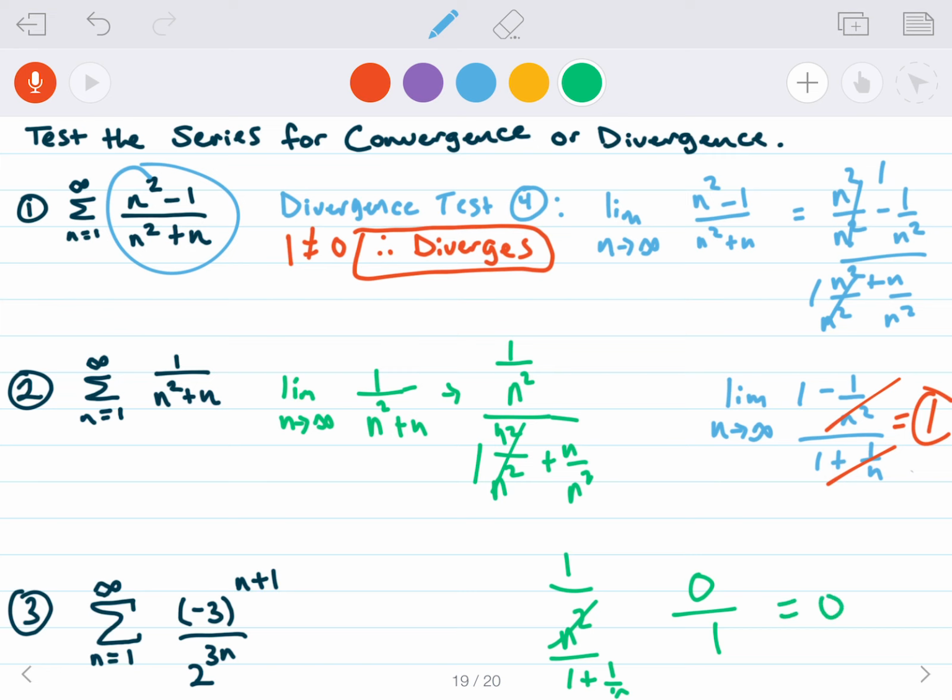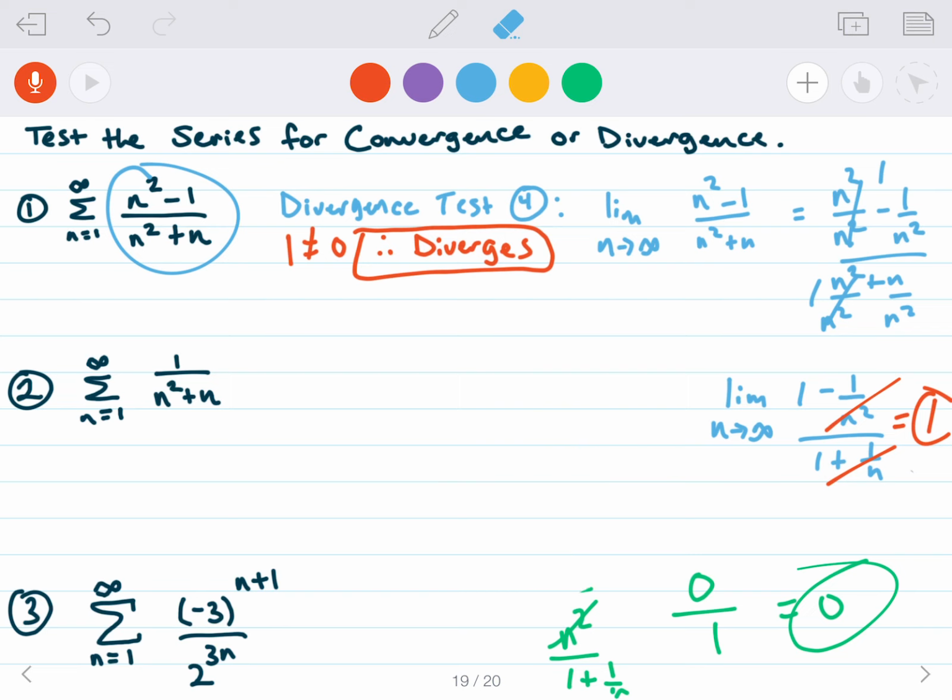Which equals 0. So this tells me I need to move on to another test, because remember, if I get 0 with the divergence test, that's property number 4, the test for convergence that we talked about last week, I can't conclude whether it converges or diverges. So I need to use another test. And the test that you should move on to is one of the comparison tests, because the comparison tests are useful with rational functions. So let's move on to that. And I'm going to do some erasing here.